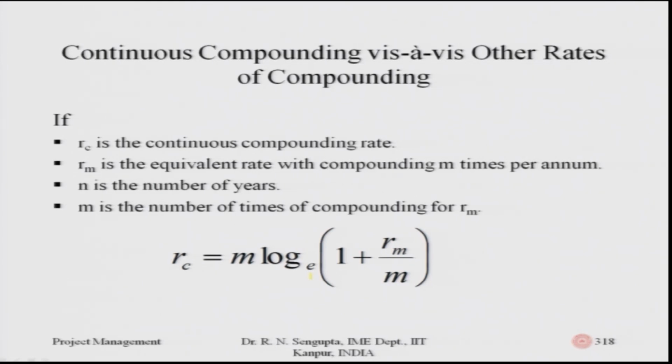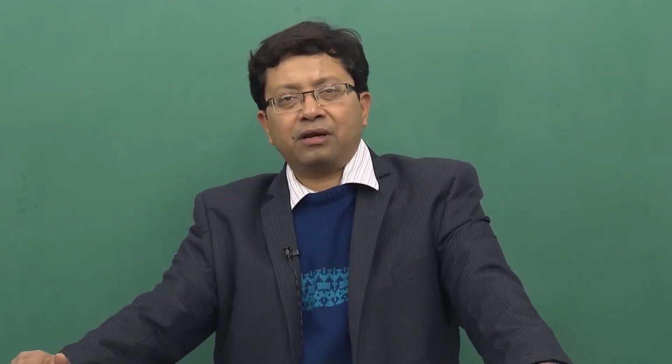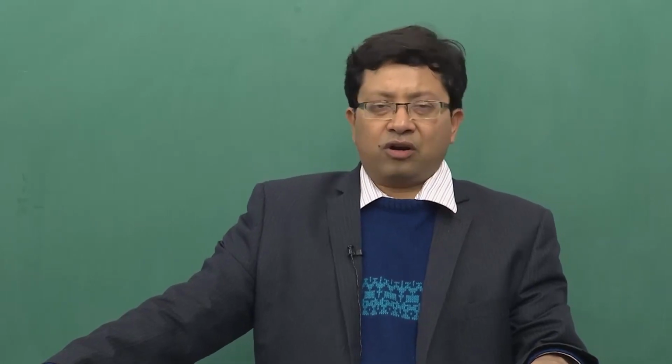In this case, RC is the continuous compounding interest rate, RM is the equivalent rate with compounding m number of times in a year, n is the number of years, and m is the number of compounding happening for RM. If you remember, I did mention the interest rates are calculated on a per annum basis. The interest rate calculations are based on the fact that they are compounding. The compounding can happen on a quarterly basis, a daily basis, a weekly basis, or a continuous compounding basis.